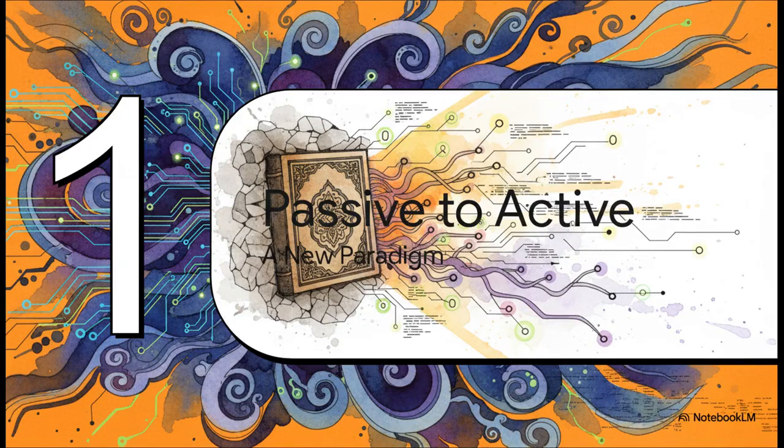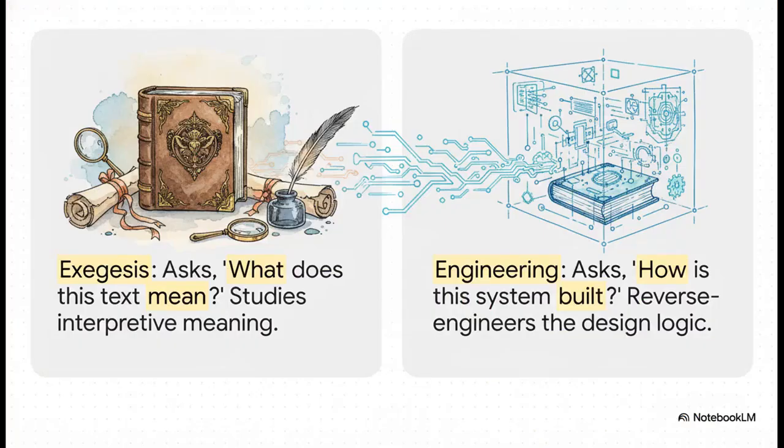To even explore this, you have to make a pretty fundamental shift in how you see it. We have to move from viewing the Quran as this passive, static object to seeing it as an active, dynamic, information processing system. Okay, check out the contrast on this slide because it's key. Traditionally, you have exegesis, which is all about asking, what does this text mean? But this new paradigm, this engineering approach, asks a totally different question. How is this system built? What are its design rules? One studies the output, the other tries to reverse engineer the source code.